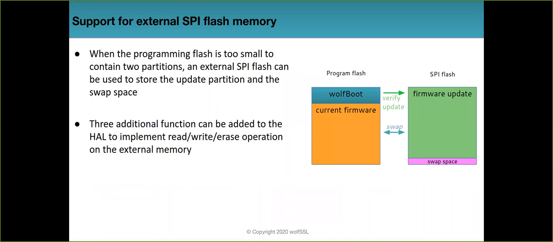So this one is relevant for microcontrollers. When the programming flash is too small to contain two partitions, an external SPI flash can be used to store the firmware update. And there are only three additional functions that need to be added to be able to access the data on the SPI flash. And again, there are a number of examples in the code.